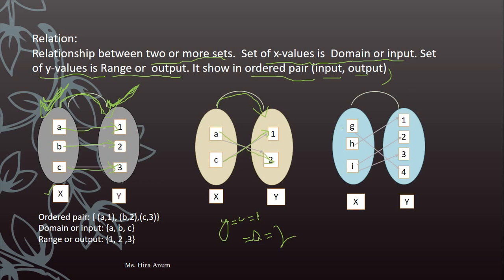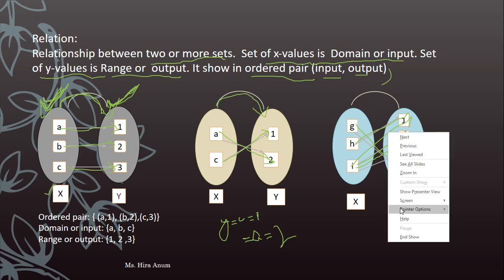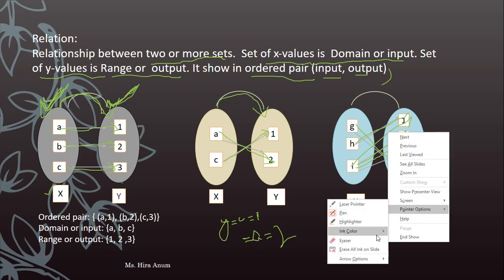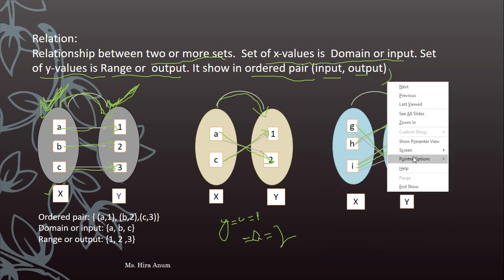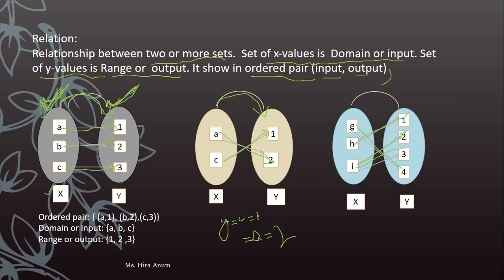Similarly, we have a domain of 3 elements. The range has 4 elements. G gives 4, H gives 1, I gives 2, and one time I gives 3. You can see I has two values, one is 2 and one is 3. This makes a relation from X to Y.